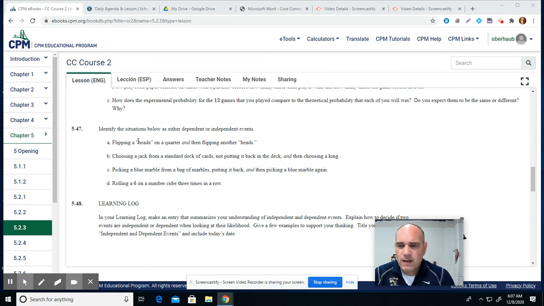So A, flipping a heads on a quarter and then flipping another heads. I'm going to say that's independent because when I flip the coin the first time, I have a 50-50 chance of landing on heads. When I flip it a second time, it doesn't change it. The coin's still going to be 50-50 as far as it lands on heads or tails. So I'm going to say this is independent.